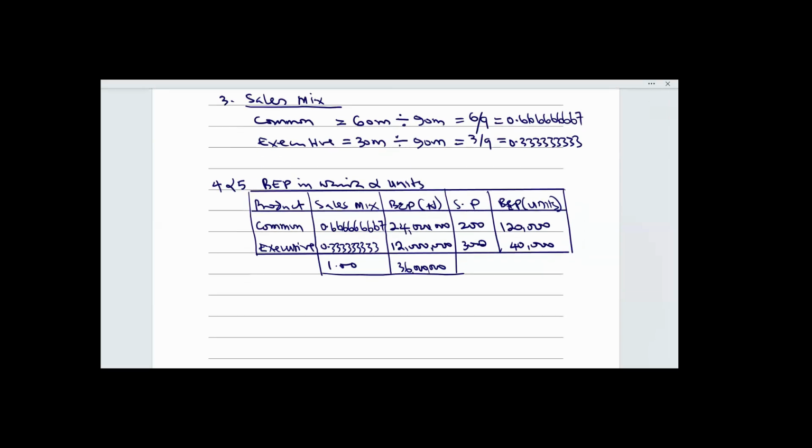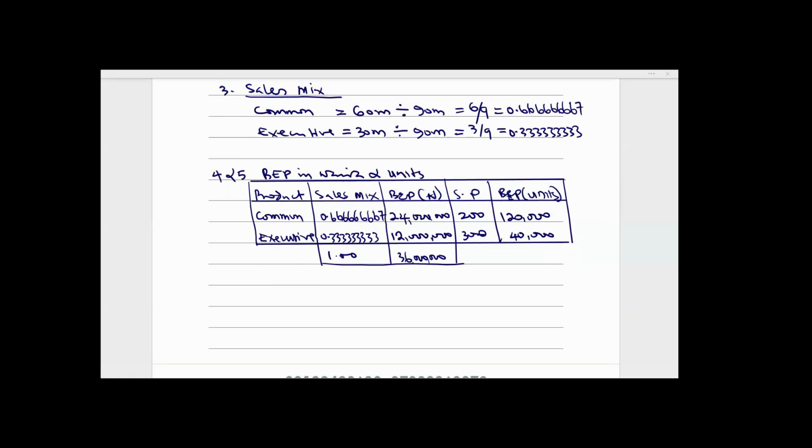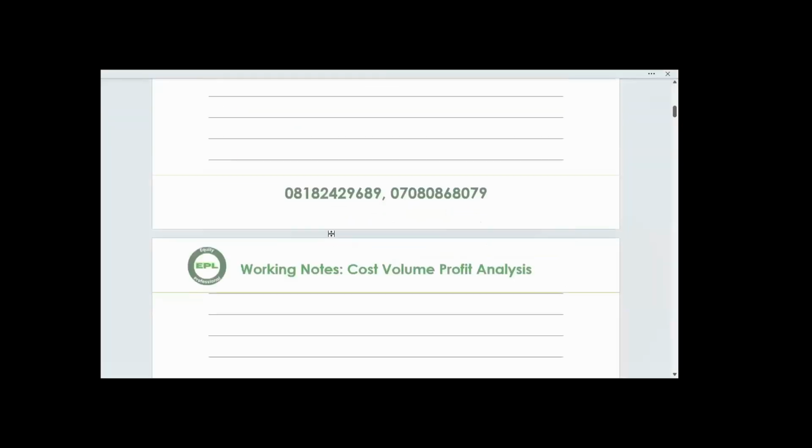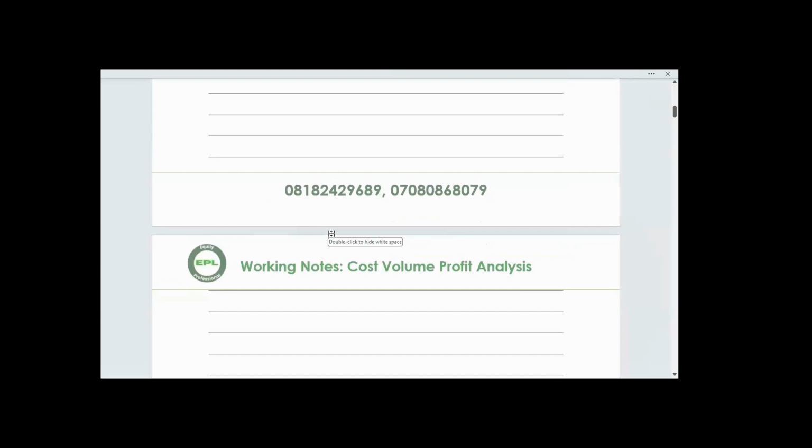Then the B part of the question, you have to determine the break-even points in units if only common bags are sold and if only executive bags are sold. What the examiner is telling you is that you need to calculate it independently. What if the company produces only a common bag? What is the break-even point? If the company produces only executive bags, what's the break-even point in units? So that's what the examiner is asking you.